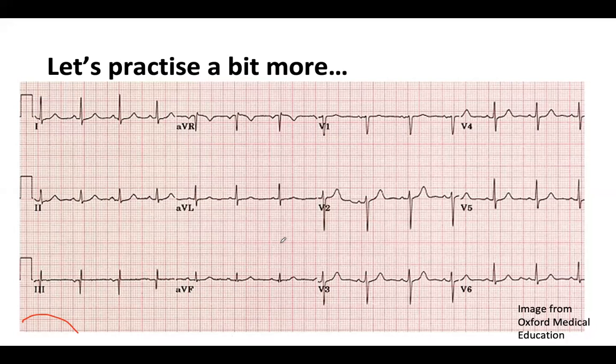Okay, so this is actually a normal ECG for all of those wondering. The rate is about 85. There's a regular axis. So if we look at the most equiphasic lead, it would be lead 3, and aVR, and then it's mostly negative.